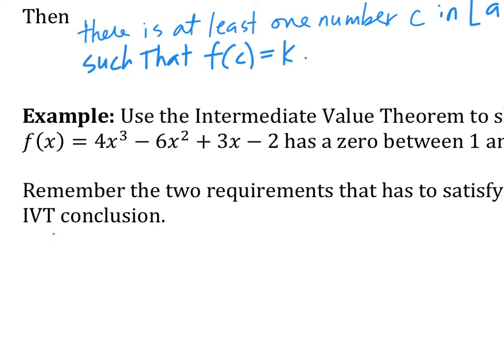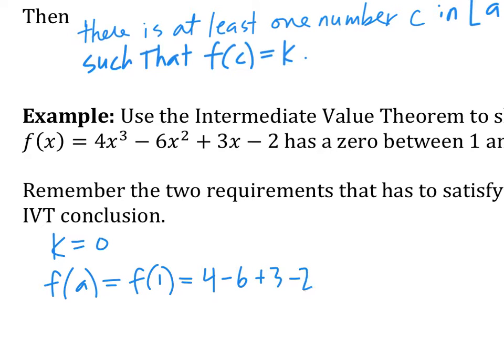Well, what is f of a? So we know k is 0. What does a mean? 1, the first end of the interval. So f of 1, put in 1: 4 minus 6 plus 3 minus 2. Is it possible for an odd graph to not get 0? No, it's not. All the odd degrees have to touch 0 once. So this is going to be what? Minus 1.